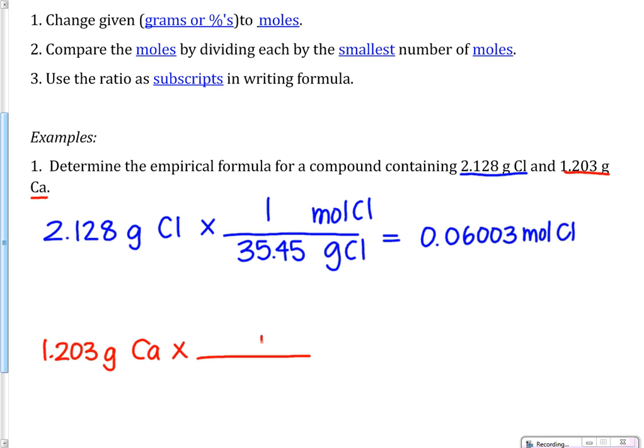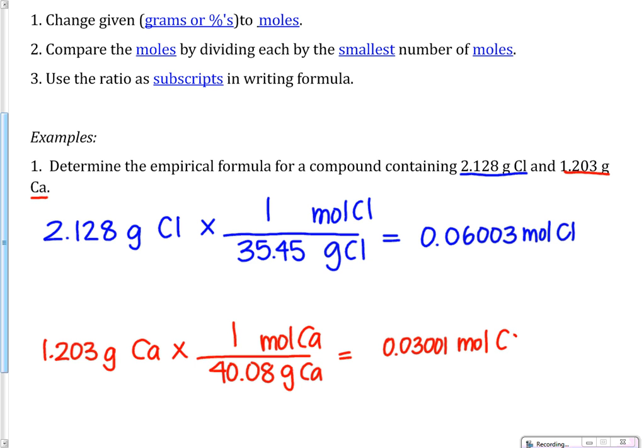Now you're going to do exactly the same thing for the calcium. So you're going to take it and change it into moles of calcium by getting rid of grams of calcium. You're going to use your periodic table to look up what 1 mole weighs. You're going to find that it's 40.08 grams. And when you do this math, 1.203 divided by 40.08, you should get 0.03001 moles of calcium. So step 1 is now done. We've changed what we were given to moles. Now, in step 2, I want you to look at the 2 answers you just got, and I want you to compare them by dividing each one of these by the smallest number.